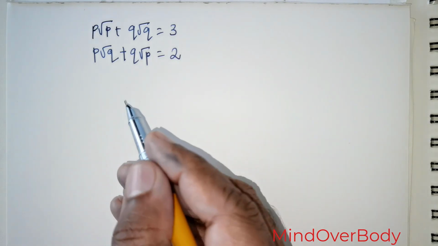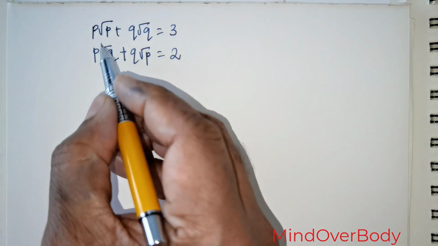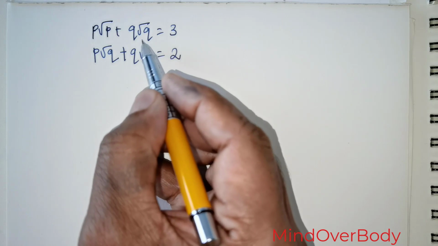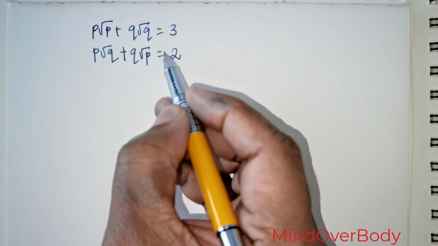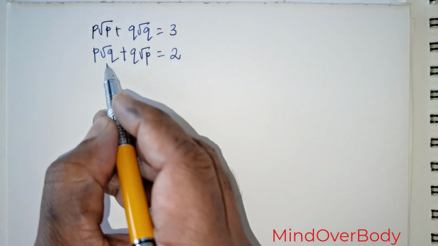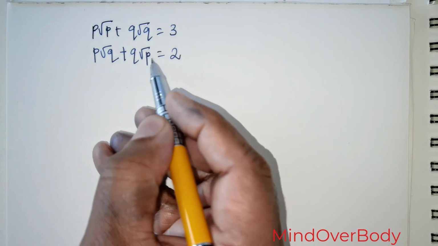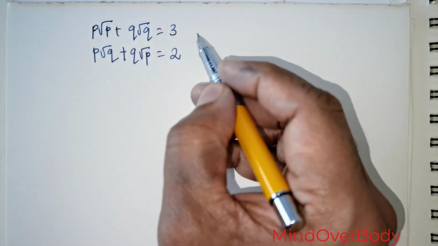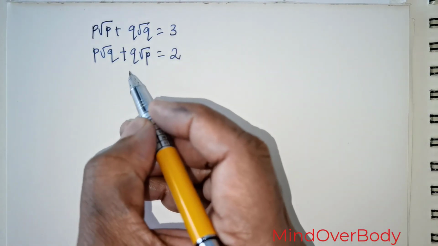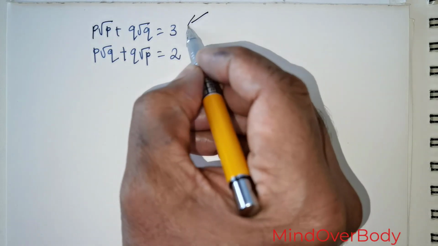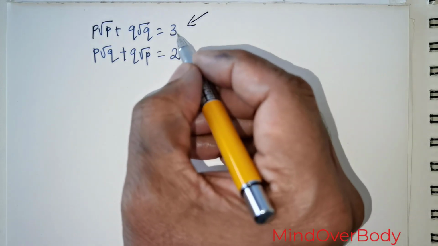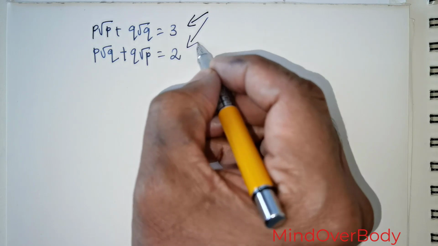Welcome students, we have got this question: p times root of p plus q times root of q is equal to 3, and p times root of q plus q times root of p is equal to 2. Now this question is easily solvable if we do not have this 3 and we do not have this 2.